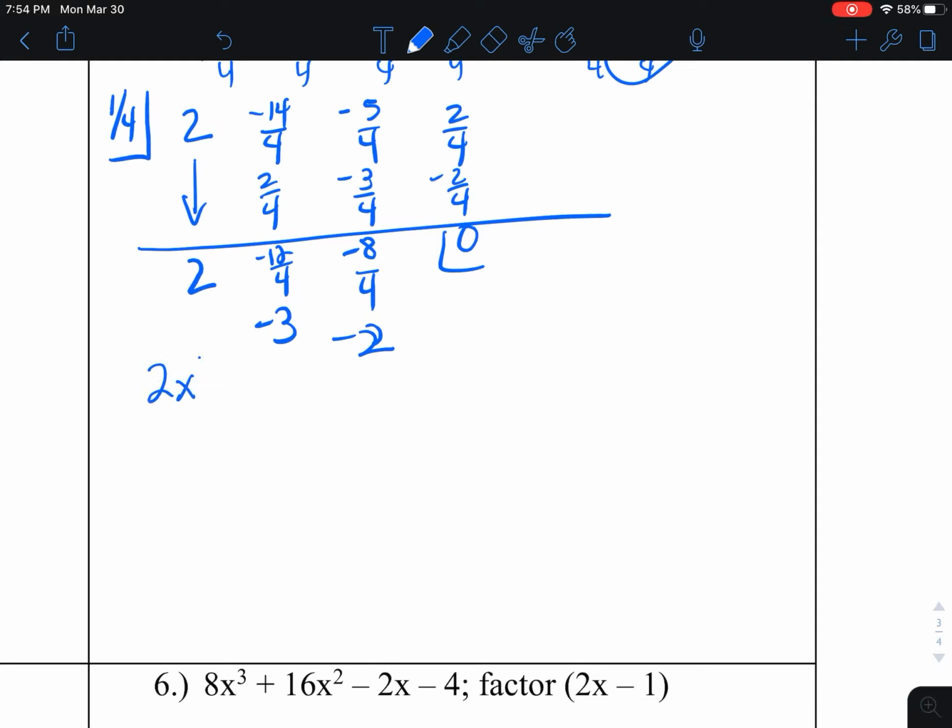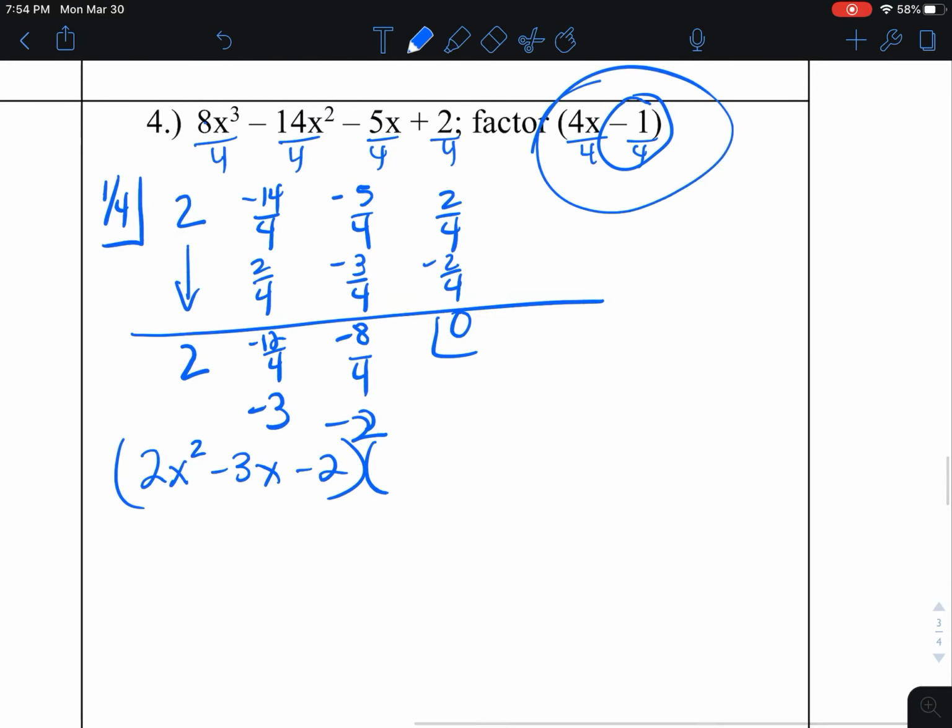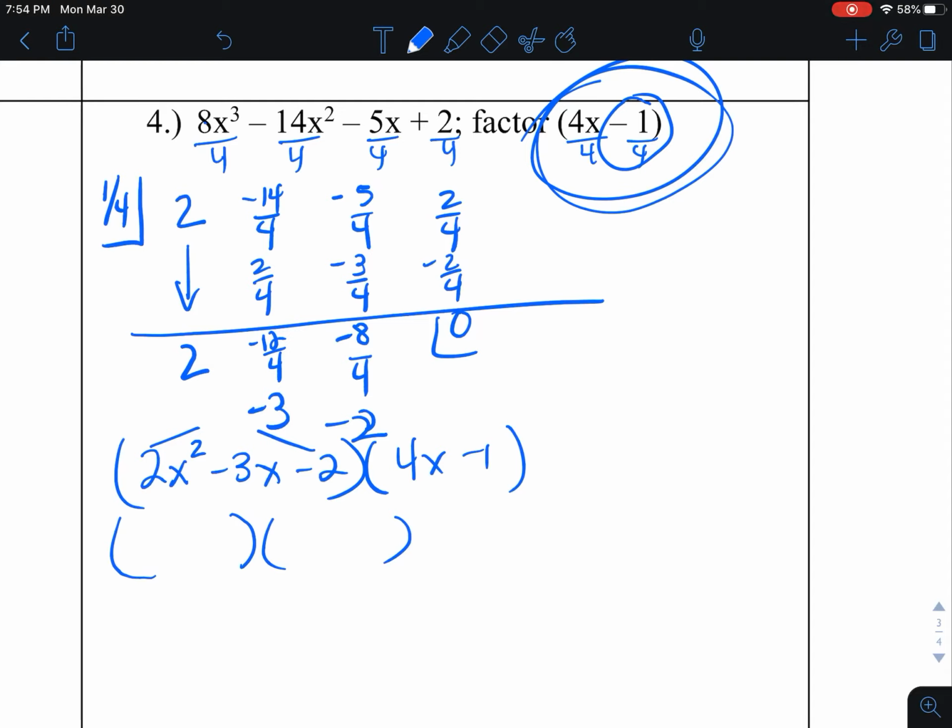So now I have 2x squared minus 3x minus 2. And then the original, back up here, the 4x minus 1, I'm just going to leave that to the side. So I'm going to use the AC method to factor this. 2 times 2 gives me 4. Factors of 4 that subtract to give me 3 are going to be 4 and 1. So we have x here and x here.